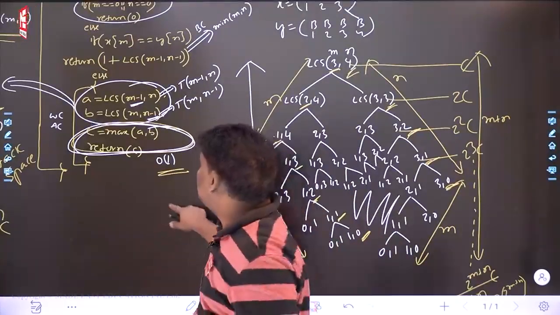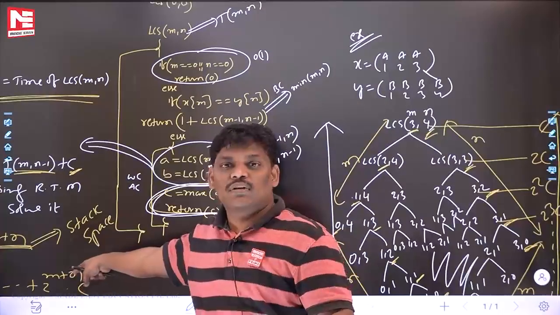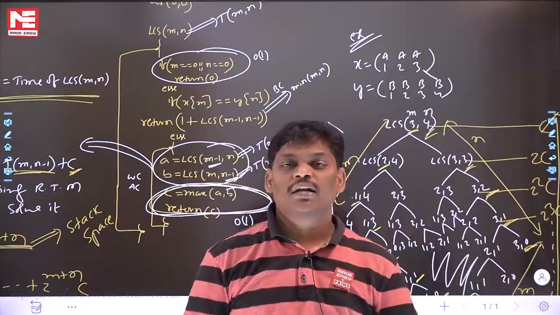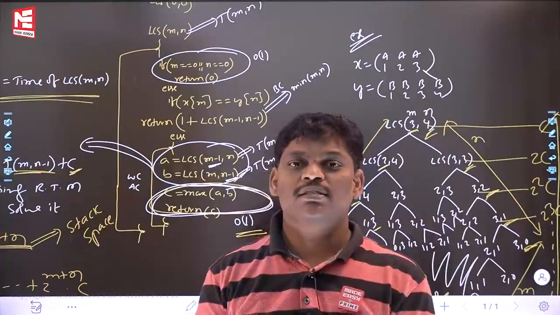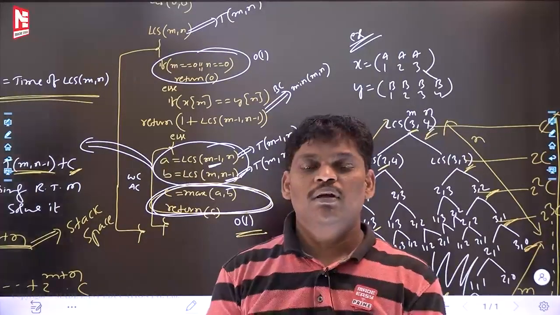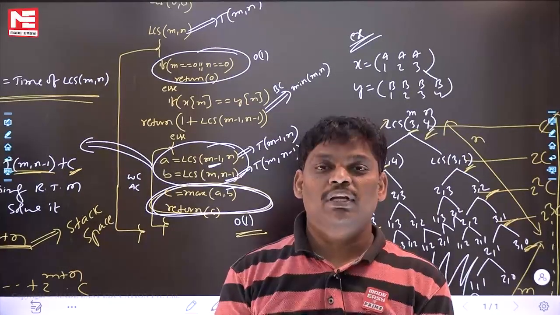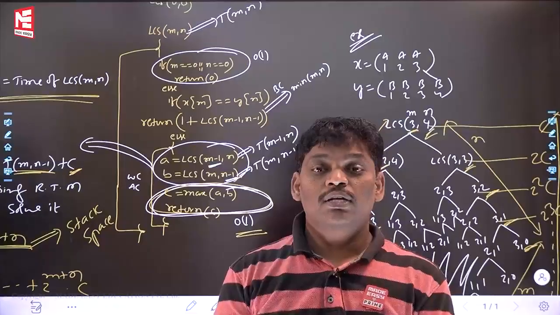The program which I analyzed until now is the recursive program to find out LCS. This recursive program covers every possibility. Please remember the recursive program I wrote is a brute force method because it covers all of them. It is a brute force method.